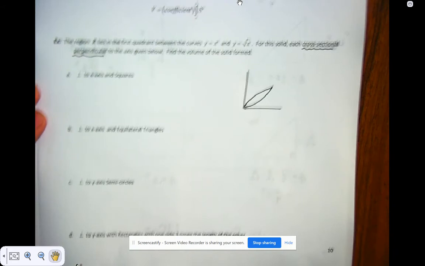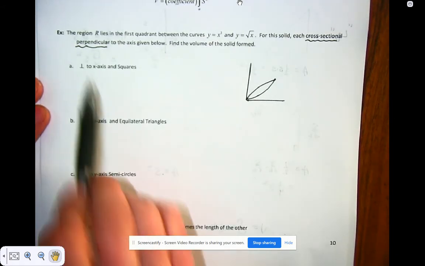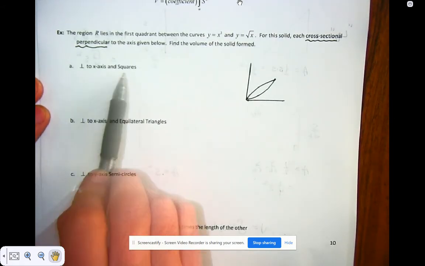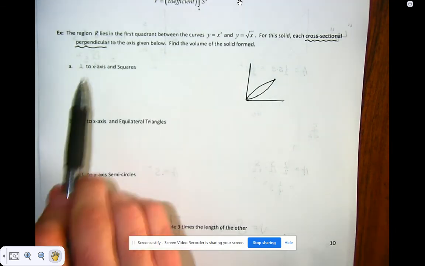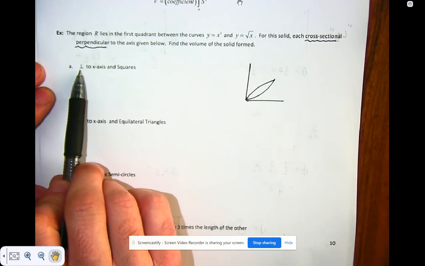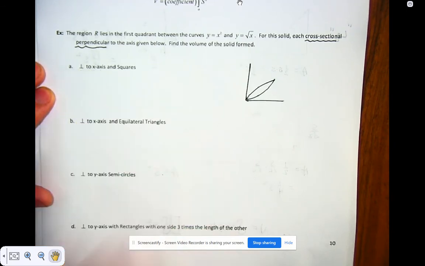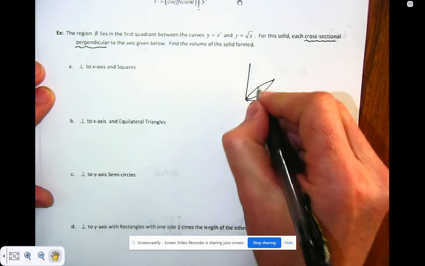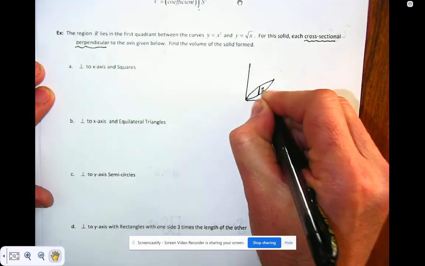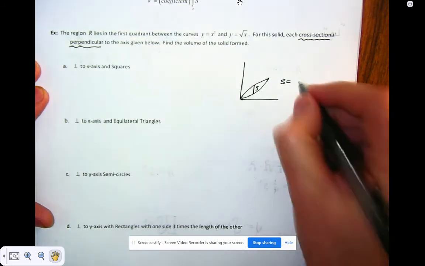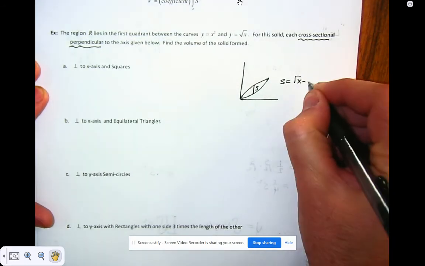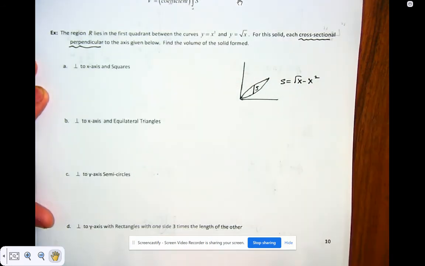If you look at A, B, C, and D, what changes is what it's perpendicular to and what the shape is. So remember, all we need is S. What is S? It tells you right here: draw a line segment perpendicular to the x-axis. There's the x-axis. Label that guy S. It's a gold mine. You guys know what S is. S is top minus bottom. That's root x minus x squared.